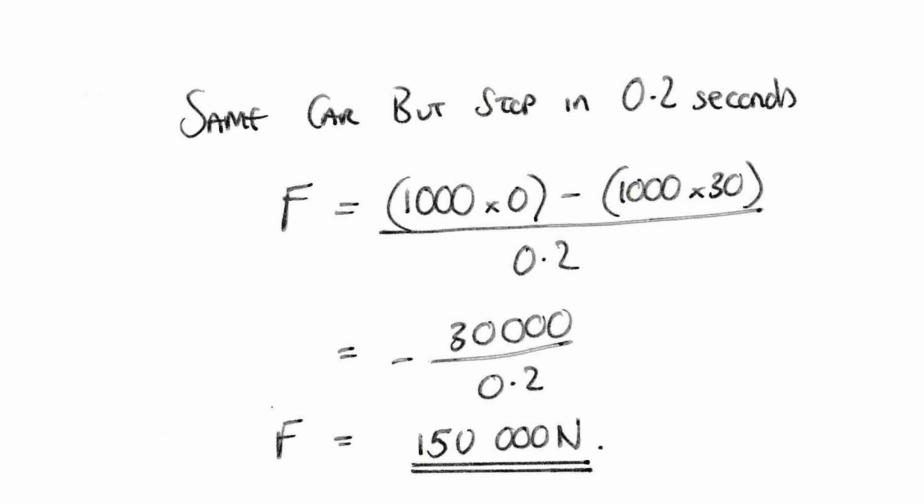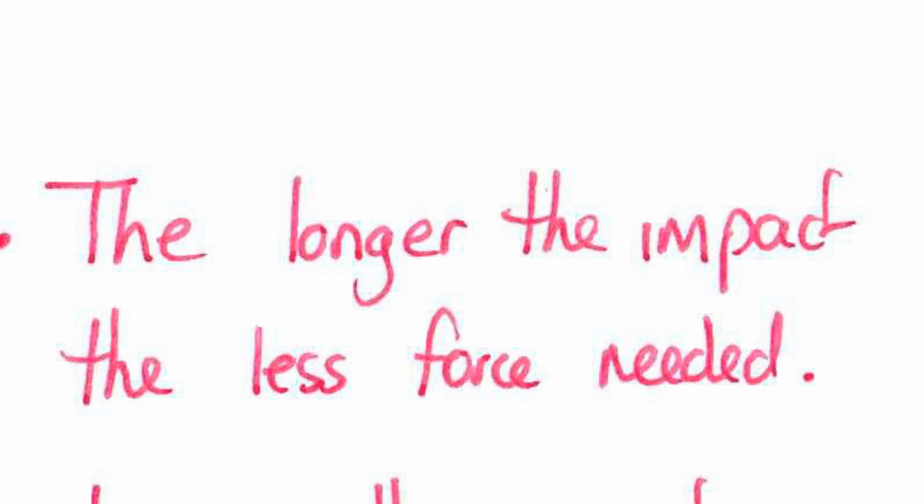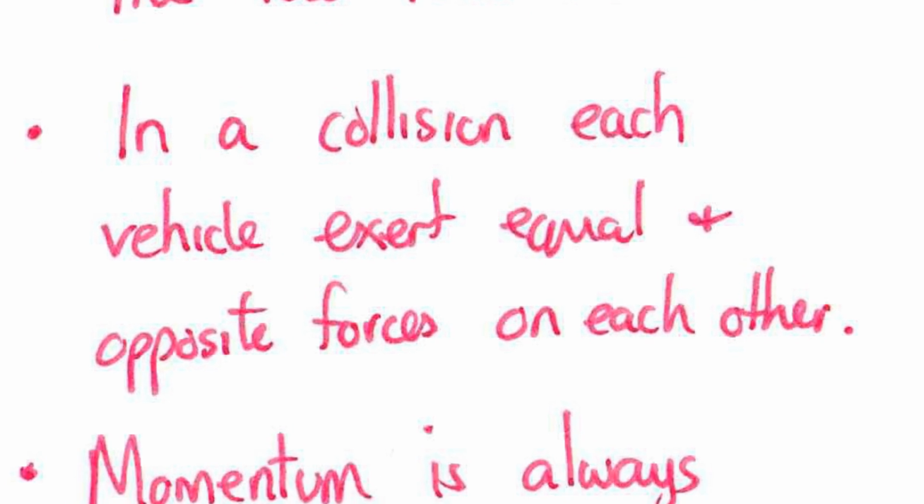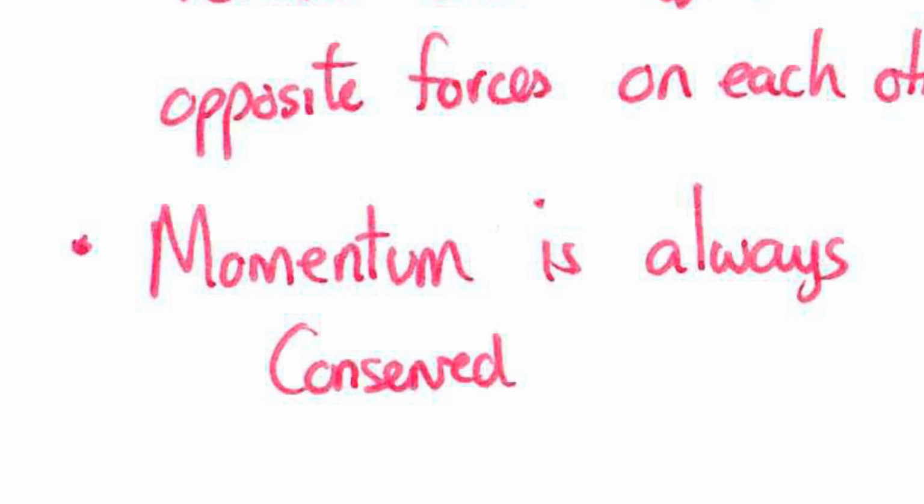Now, if you're traveling at that speed as well, that force of 150,000 newtons, a big section of that is going to be passed over to you. You're going to have a massive force, and of course, it leads to huge injuries. So how do we prevent injuries in cars? Well, car designers will always try to make sure that whenever you have an accident, less force is created. And the way you have less force is by actually increasing the time of the collision. So if you make time as big as possible, you end up with a smaller force. The other thing to realise is that in a collision, if two cars are colliding, each vehicle will exert equal and opposite forces on each other. And also know that in a collision momentum is always conserved.